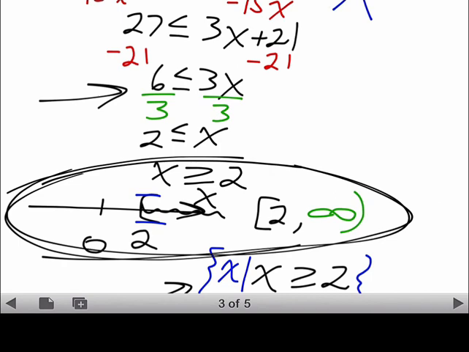Now, as we've seen before, I want to flip this around and put the x first, and so here I have the inequality symbol pointing at the 2. It's still pointing at the 2, and this is exactly what we had already. I just wanted to show you what happens when we don't make the variable negative. We don't have to flip the inequality symbol.